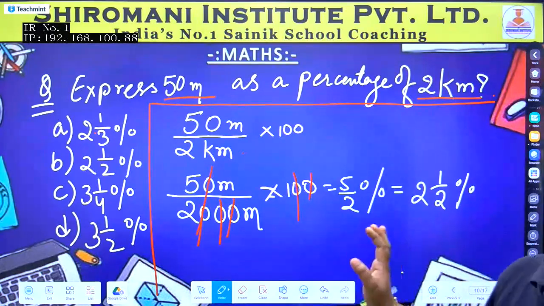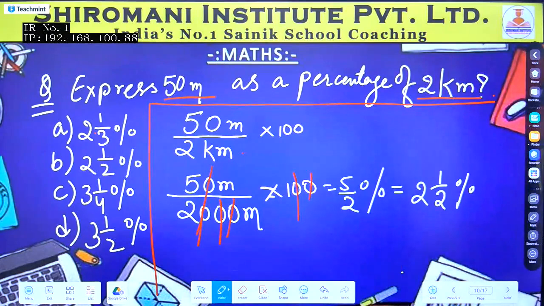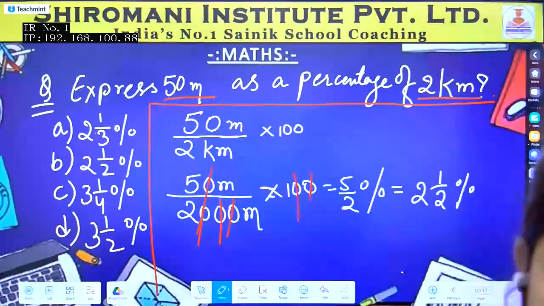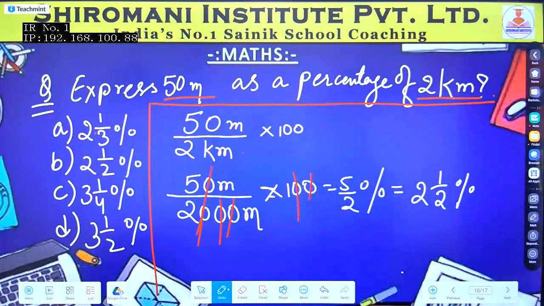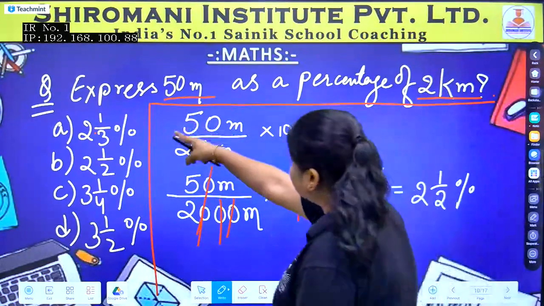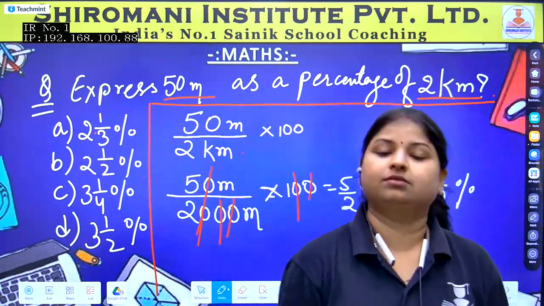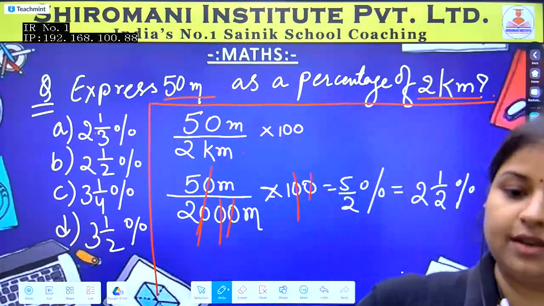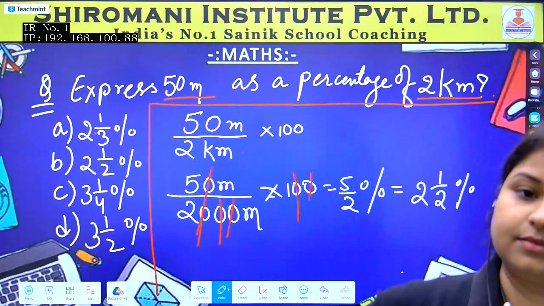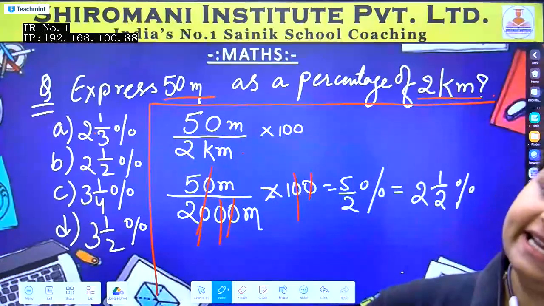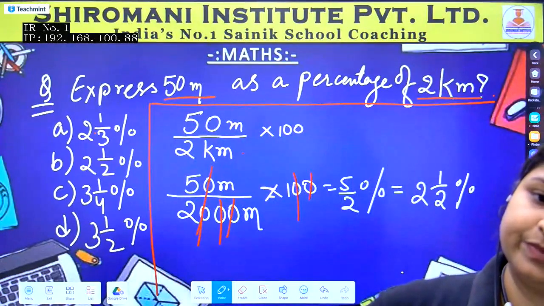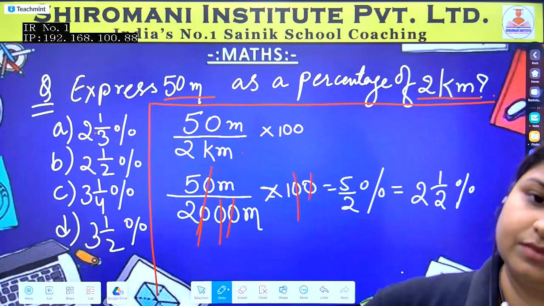Any problem in this, beta, do ask me. Anyone, any problem in this, do ask me. Ma'am, we have to convert into mixed fraction in the end, right? Yes, beta, you have to convert it into mixed fraction. Reason being, the options are in mixed fraction. That's why. Okay, Ajish? Anyone else? Any doubt in this, beta? No?